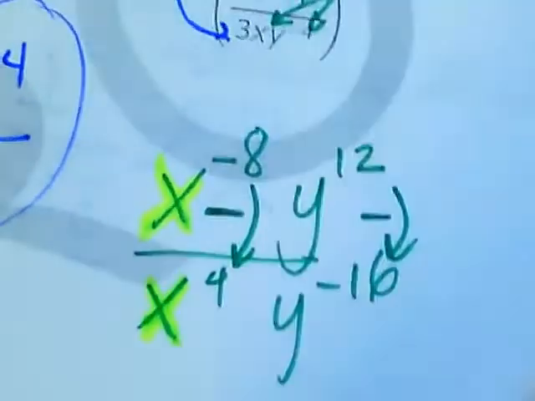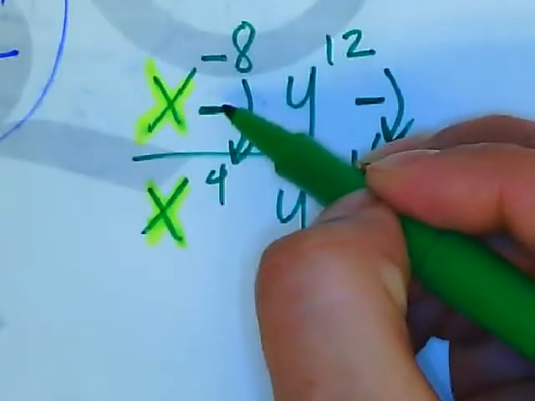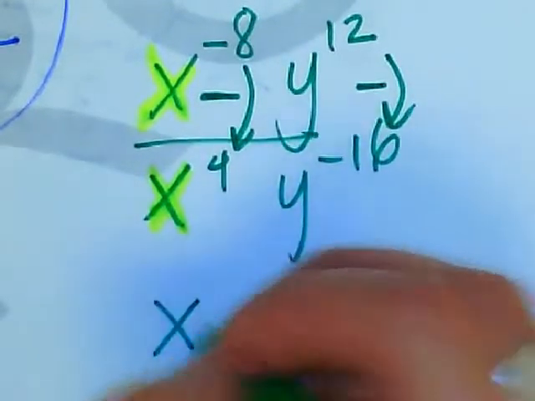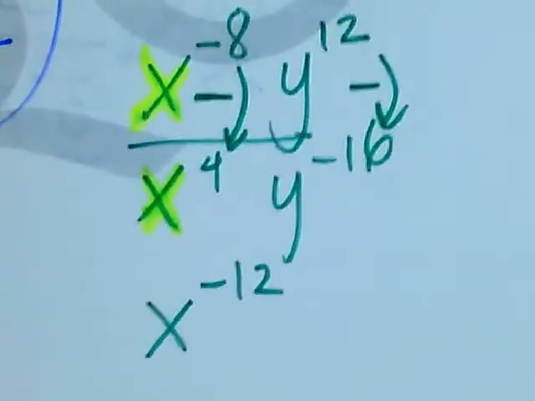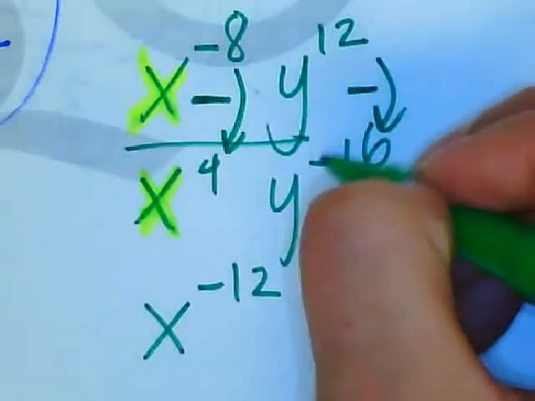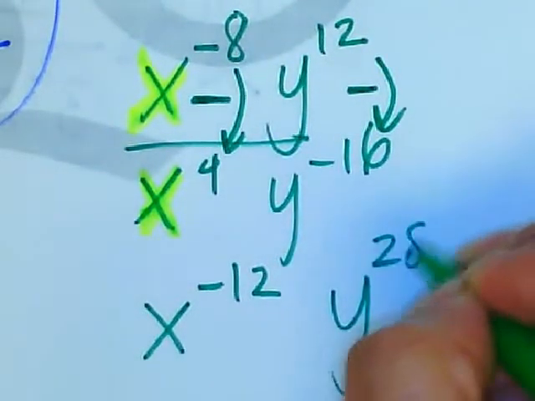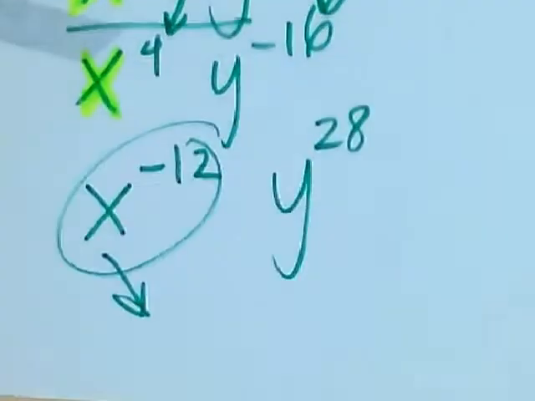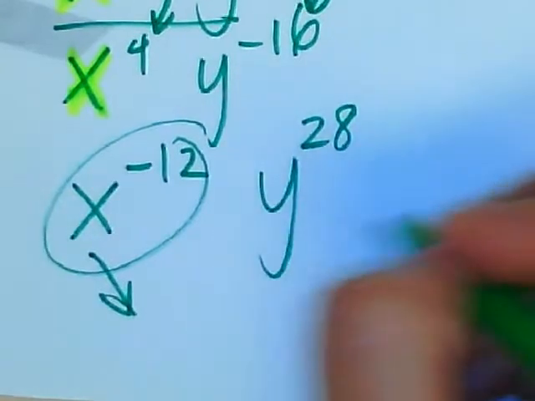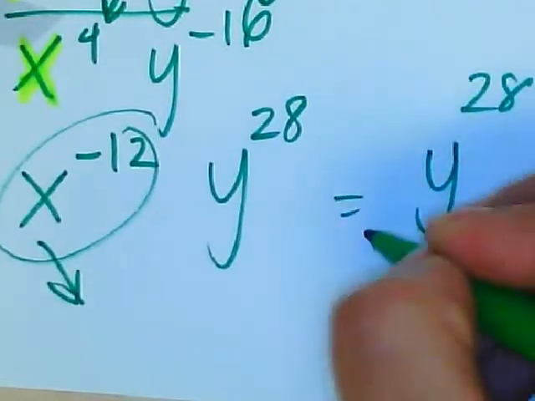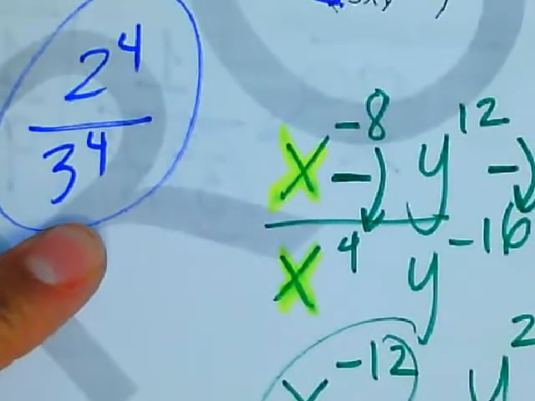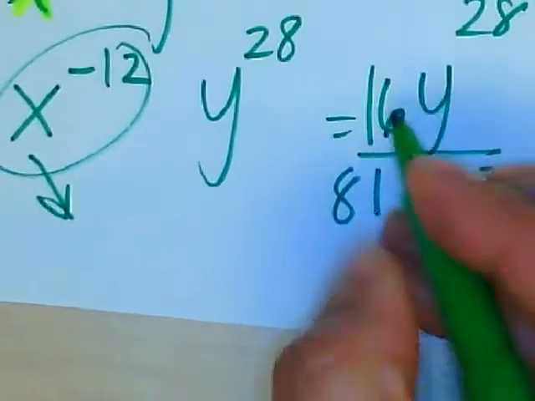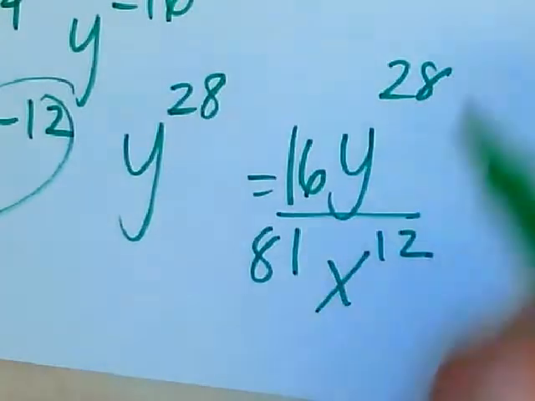Okay, in the calculator I put negative 8 minus 4. And that's going to give me negative 12. In the calculator, I'm going to put 12 minus negative 16, and I would get 28. This one's negative, so it's got to go on the bottom because I cannot have negatives on the top. So I'm going to rewrite it over here. When I put this in the calculator, it's going to give me 16 on the top and 81 on the bottom. And those cannot be simplified. So that's my answer right there.